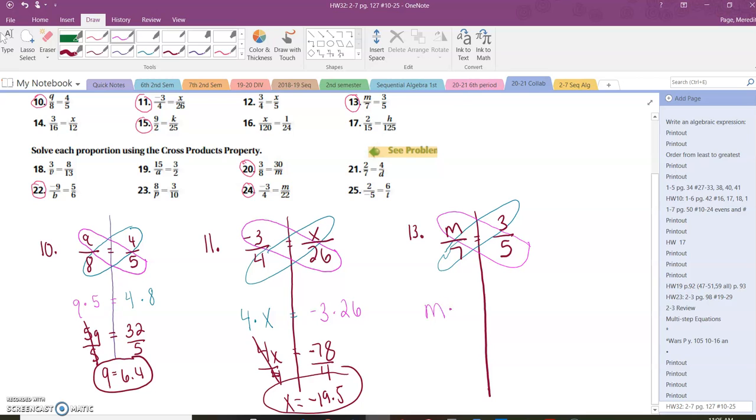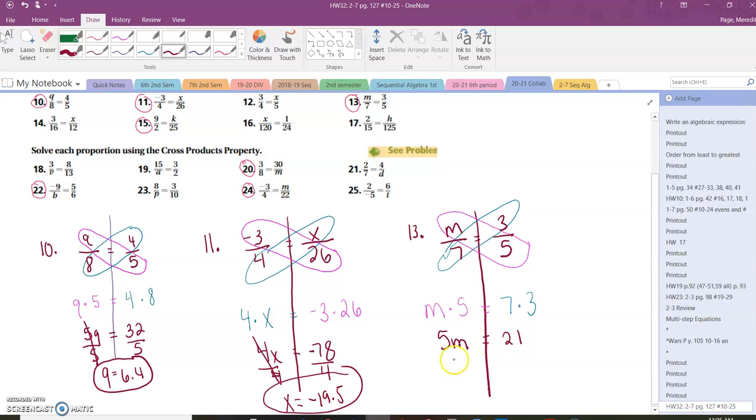Now, I can write 5 times m or m times 5. It doesn't really matter. Either way, it's going to end up being 5m. 7 times 3. Now, I'm going to simplify. m times 5, the best way to write that, like I said, is 5m. 7 times 3 is 21.